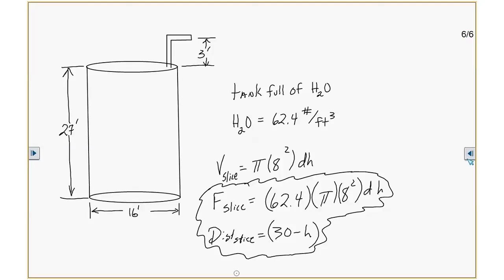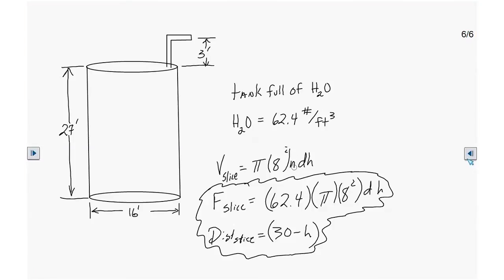Say again? Well, a lot of it's going to come out. The 62.4, the pi, the 64, all that's going to come out, and you're going to be left with 30 minus h dh. Wait a minute, there should be an h squared in there too. I skipped something. Hold on. Right here. Should be an h squared. I left out the h squared.